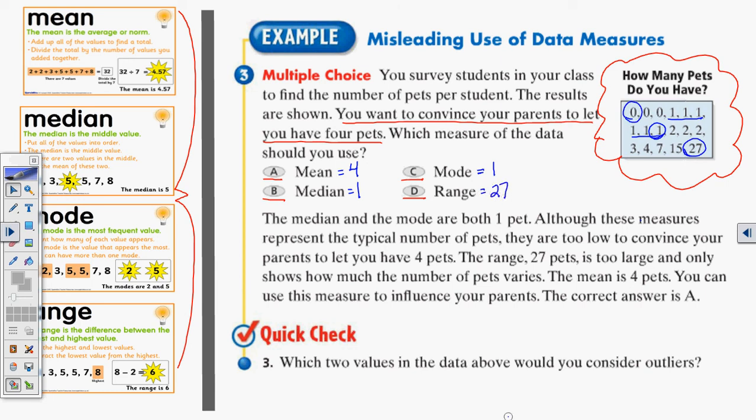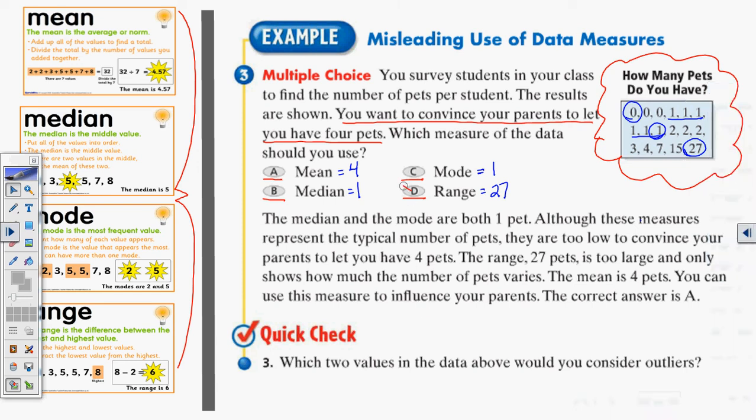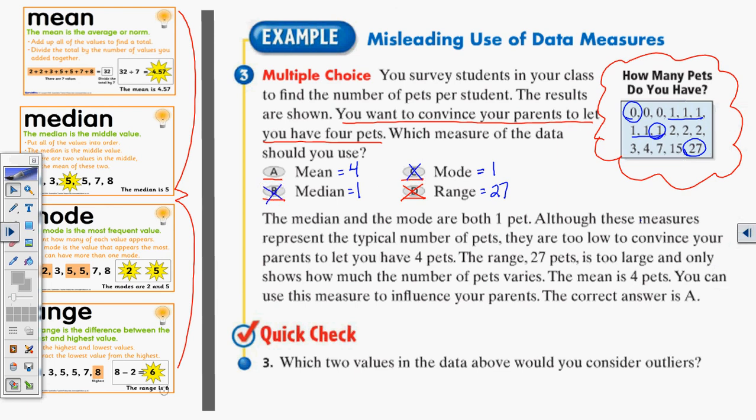Now, when I look at these numbers, I can say, well, this range is ridiculous. It's 27. I'm not going to use it to convince my parents to let me have 4 pets because that's probably somebody with fish or something that have a ton of animals or a farm. And that is just not the normal of my class. So I'm getting rid of this because my parents are just going to laugh at me and say that's ridiculous and not even listen to me. If I wanted to use mode and median, that really wouldn't help my case because those both are at 1. If I use mode to convince my parents, they'd say, no, I just want you to have 1. Or if I use median, they'd say the same.